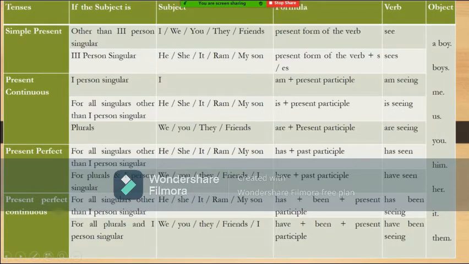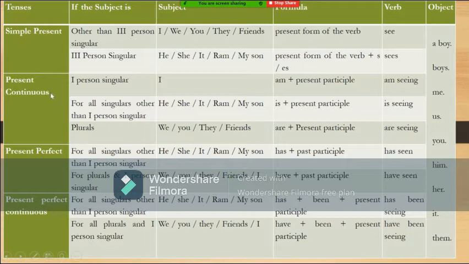Here, is indicates present and the ing form, that is the present participle, indicates continuous. So, present continuous. Then we have are for plurals. We, plural, first person plural, you, we all know. Friends, they, for all of these pronouns, we have to put are. Are is the auxiliary verb for plurals. Are indicates present and seeing indicates continuous. Seeing, present participle, indicates continuous.